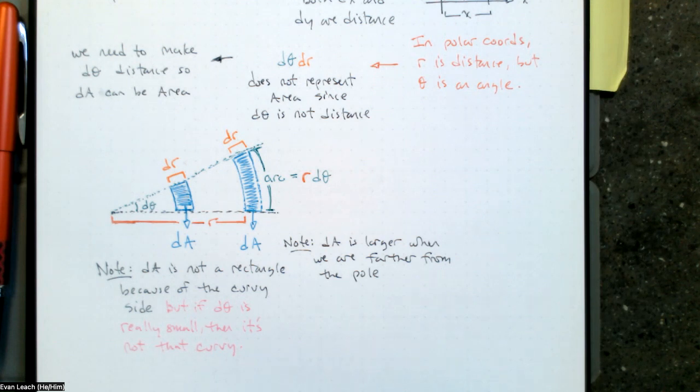So that is how we take d theta and turn it into a distance. We multiply by the radius. Notice that the radius will have distance units attached to it, multiplied by just radians, which don't have any units. That will make that factor a distance. That's how we take d theta and turn it into a distance.